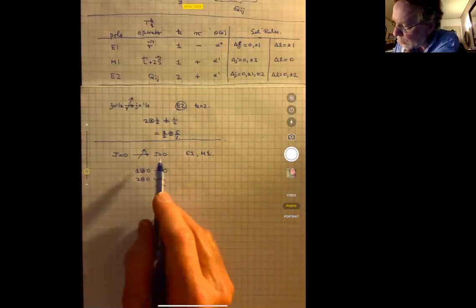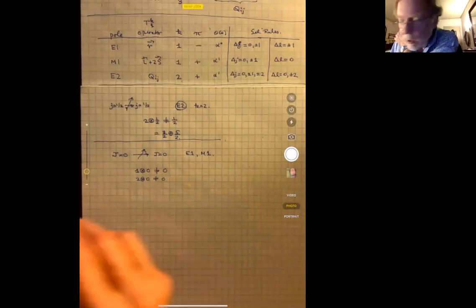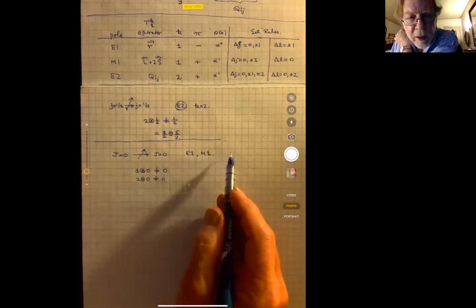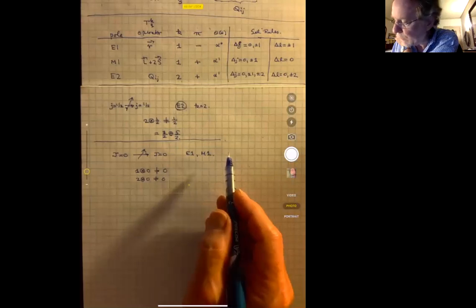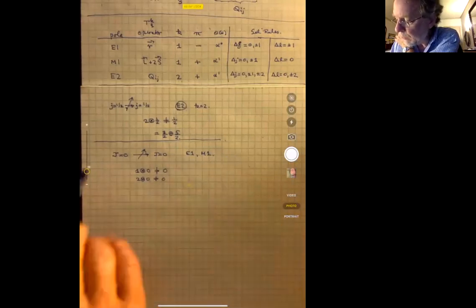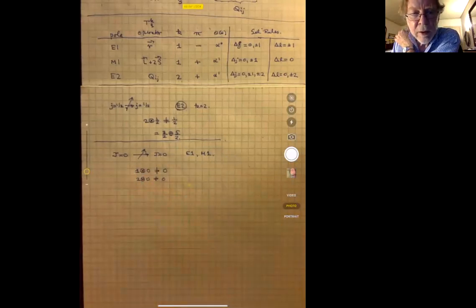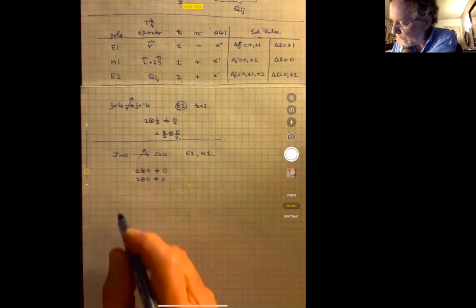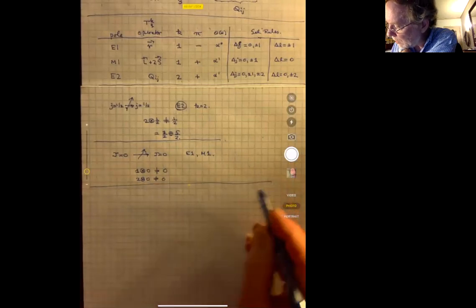A J equals 0 to J equals 0 transition, in fact, is forbidden for all the multipoles going all the way on out. Sometimes this is called strictly forbidden, meaning that it vanishes for all the multipole moments. Does that mean the transition doesn't happen? No, actually, it may happen, and I'll say something about that in a minute. In fact, let me say some things about that.